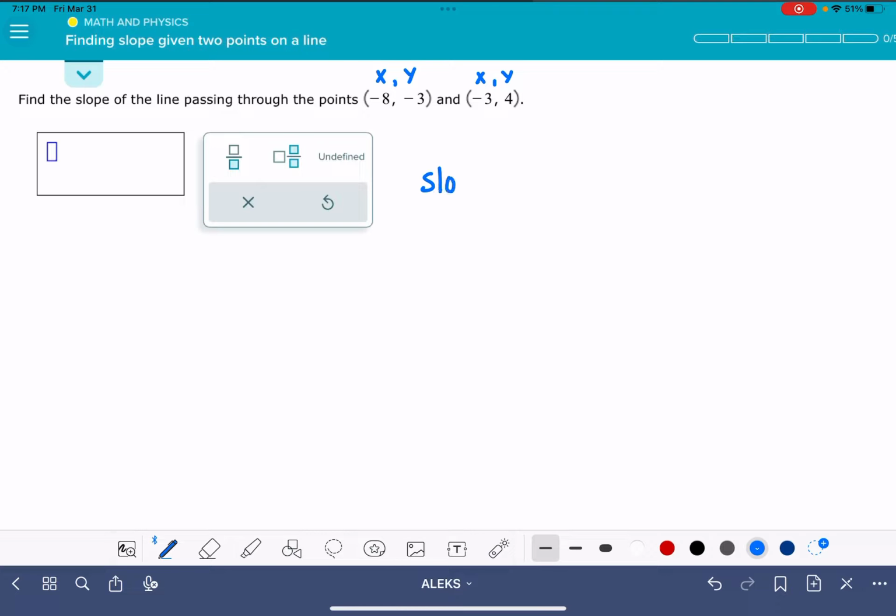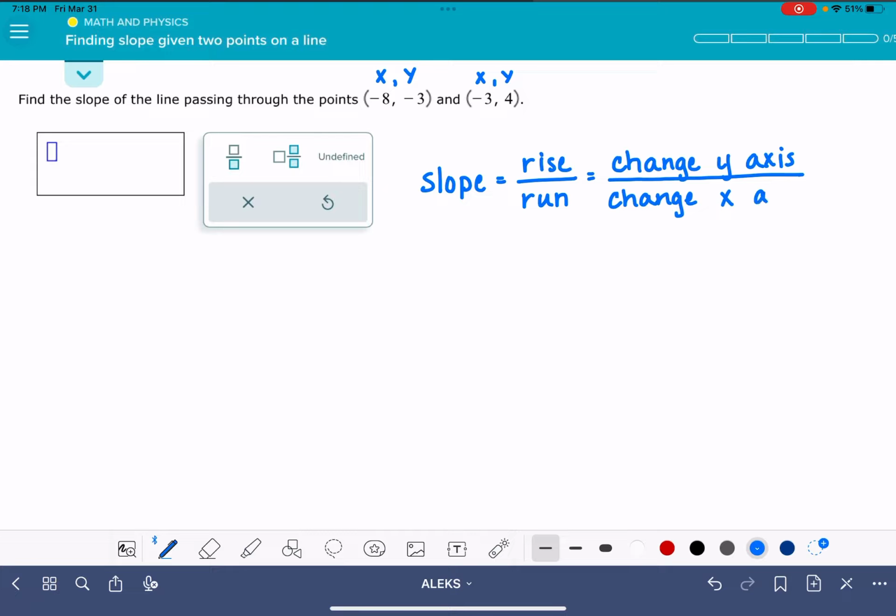The slope of the line is calculated by taking what we refer to as the rise of the line and dividing it by the run of the line. And the rise is referring to the line's change as it goes along the y-axis, its change in the up and down direction. And the run is referring to the change along the x-axis.